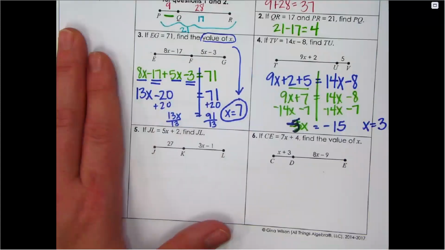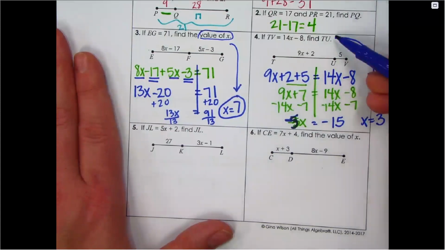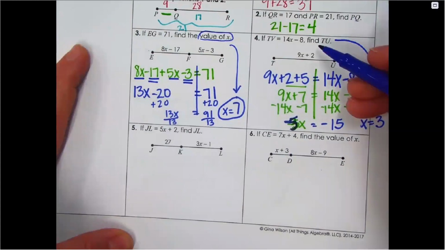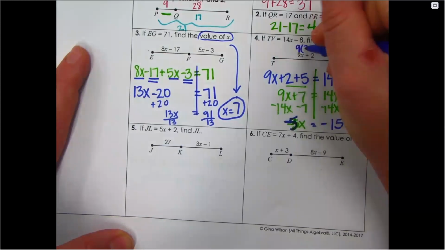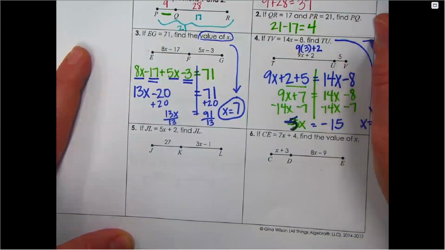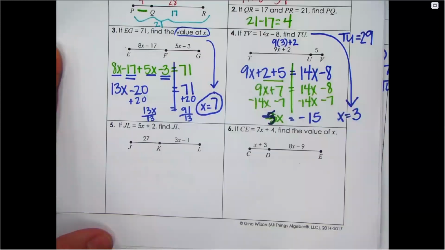Sorry. x equals 3. Now, is that our answer? That didn't ask for x, it asked for TU. So how am I going to get TU? That's right. You got to plug x into the expression. So we're going to do 9 times 3 plus 2. What's 9 times 3? 27 plus 2 is 29. So the distance TU is 29. And y'all make sure that you can see what's on that screen, because if you can't see it, they definitely can't see it virtually.